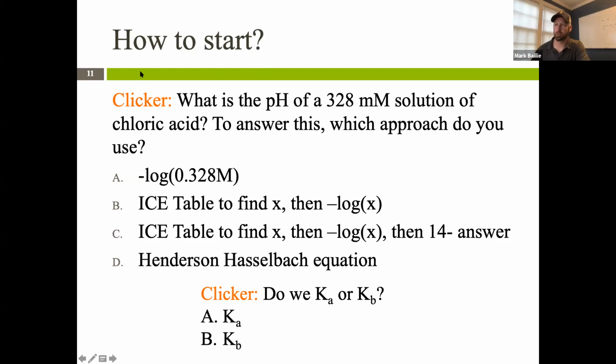And closing out. So majority of the class answered A, and that's because we have a weak acid. We're putting a weak acid in water. The question is, how much does it dissociate?